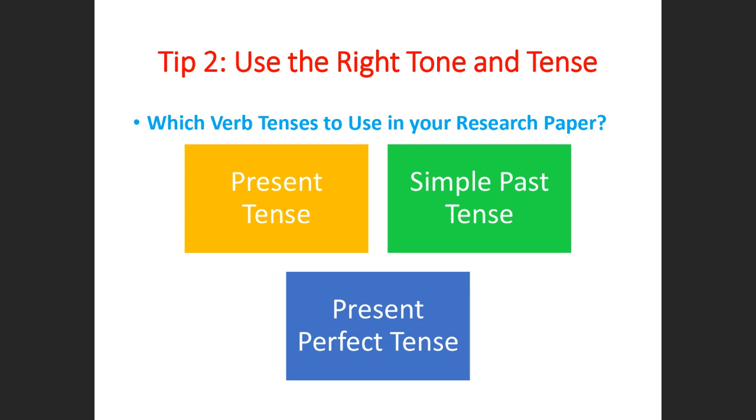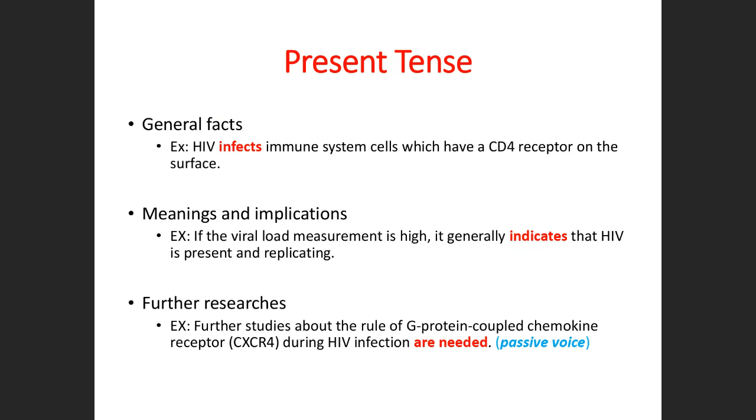Second, in terms of the right tense, a lot of researchers and writers get caught thinking about which tense they can use in their paper. In general, you can use present tense, simple past tense, and present perfect tense. These are the three most common tenses used in your paper. It's not true that you have to report everything in the past tense. No, you can use the present tense with general facts, such as here we have an example.